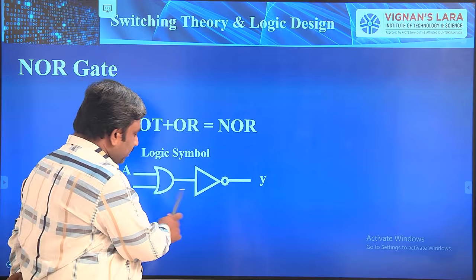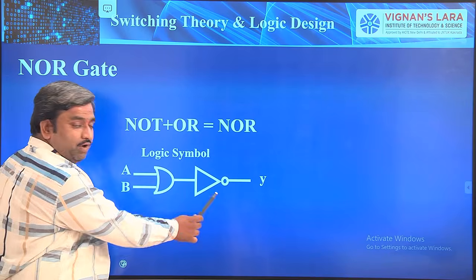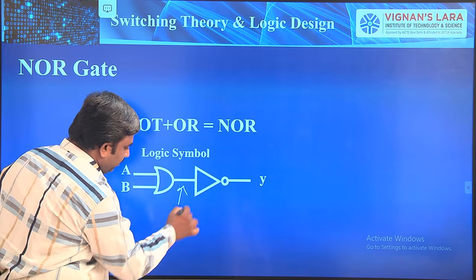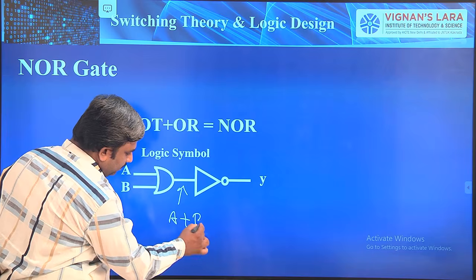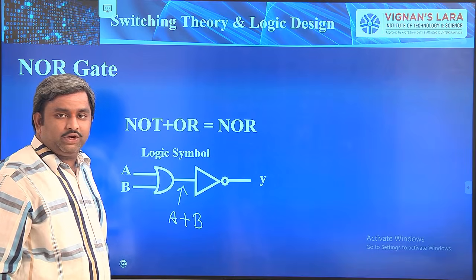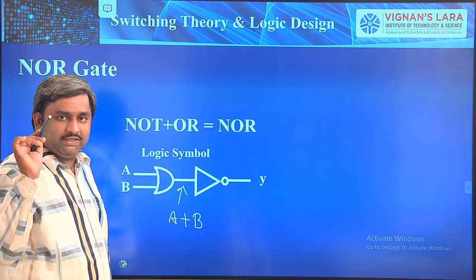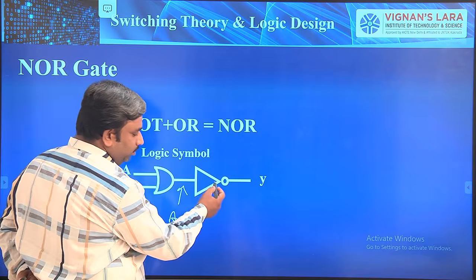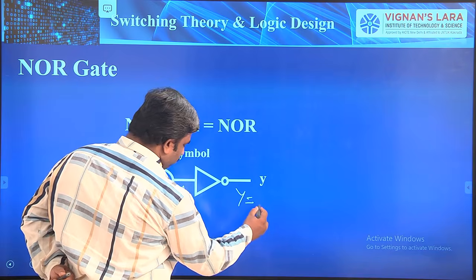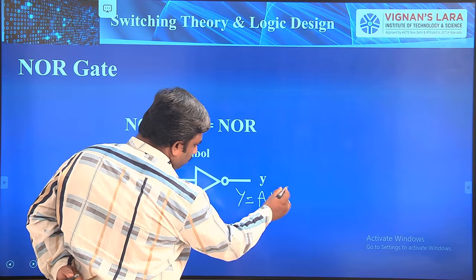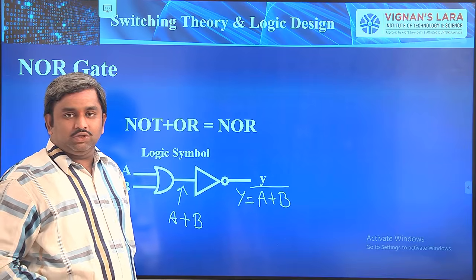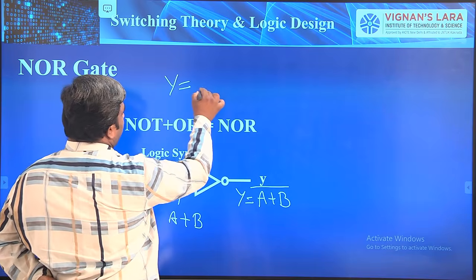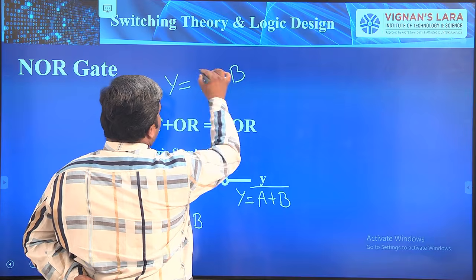The OR gate is followed by a NOT gate. A and B, these two inputs, are given, and at the output of the OR gate we get A plus B. Generally, we represent the OR gate output as A plus B, where plus is not addition but the logical OR operation. Now I have the NOT gate, so the output Y is equal to A plus B whole bar. That is representing bar. I am writing it again here: Y is equal to A plus B whole bar.